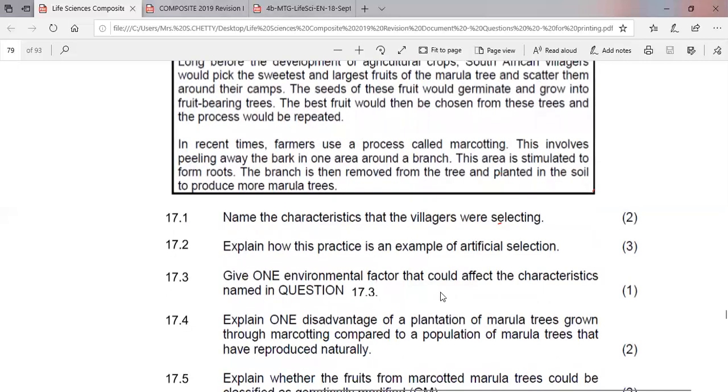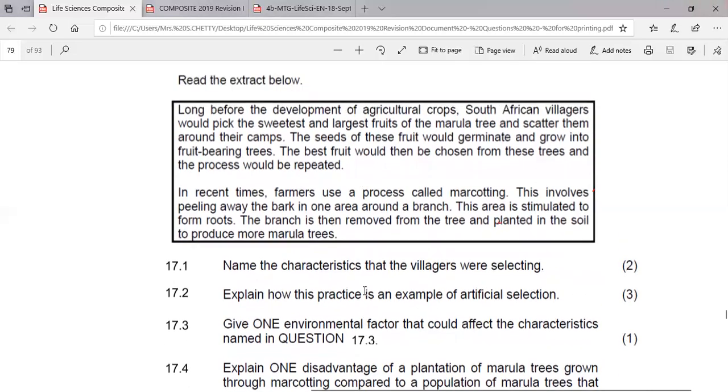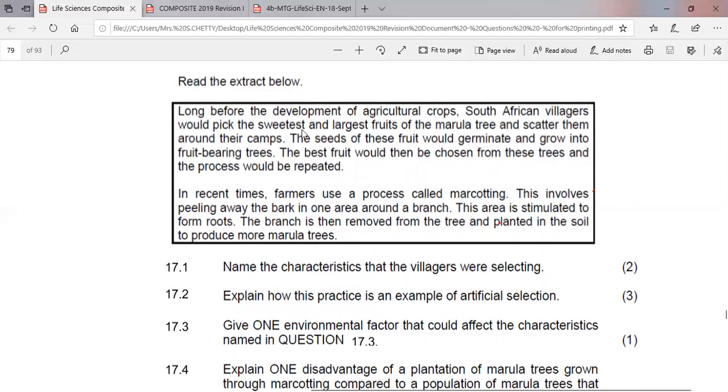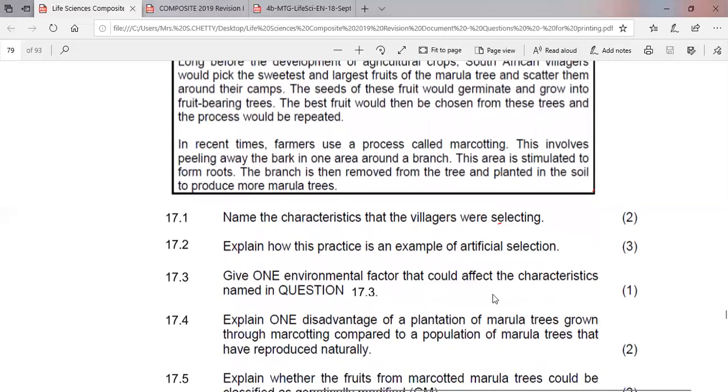Give one environmental factor that could affect the characteristic mentioned in question 17.3. I think it would be 17.2. 17.1 this would have been. Give one environmental factor. Would pick the sweetest and largest. Which environmental factor? It'll be any environmental factor that would affect the growth of plants. You think about it.